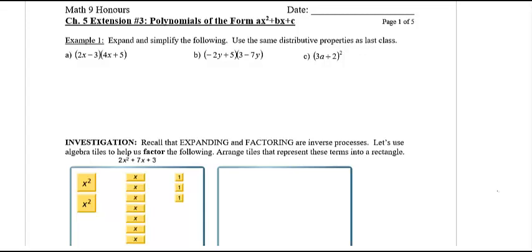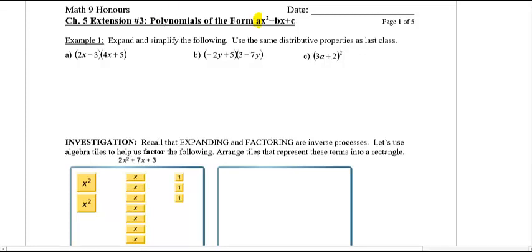This is chapter 5, extension number 3, where we're going to look at polynomials of this form now. Not only x squared plus bx plus c, but now we have a factor of a in front. Okay? This is probably going to be the hardest part of chapter 5's extension, so please pay attention well. So let's just do the first one.